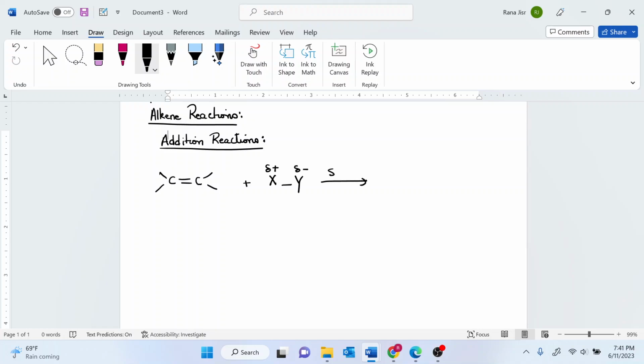You would need a solvent in the reaction. The reason you need a solvent is that the alkene is water insoluble. Most of our reagents are water soluble. So to make these two miscible with each other, you would need a solvent.